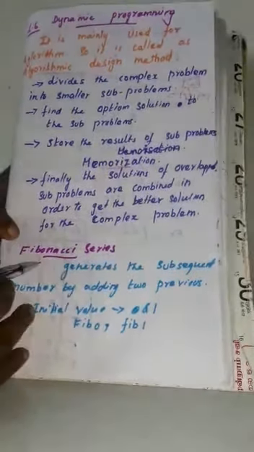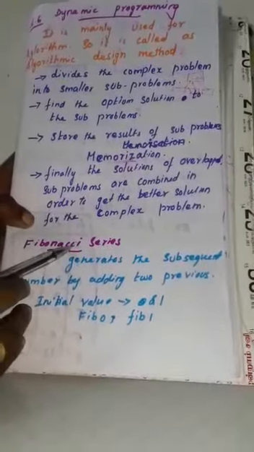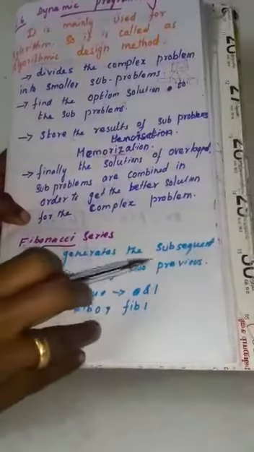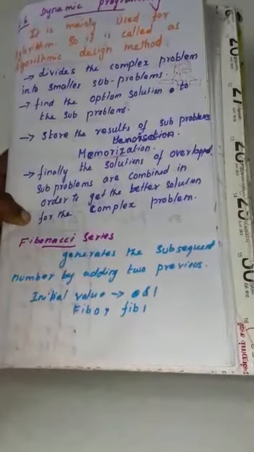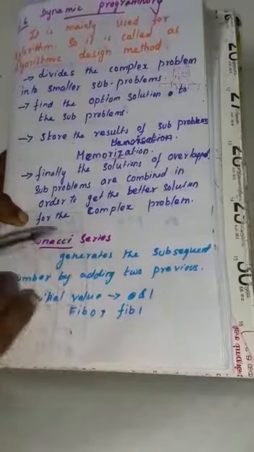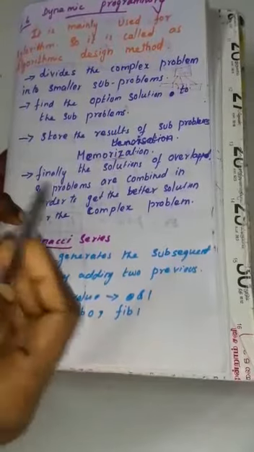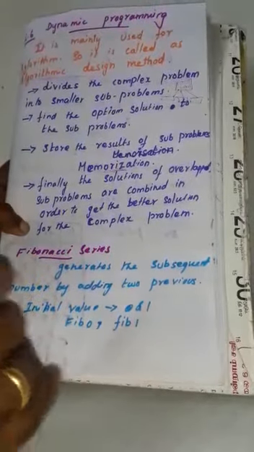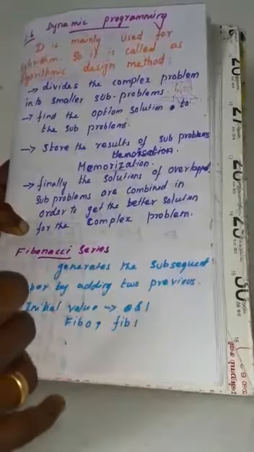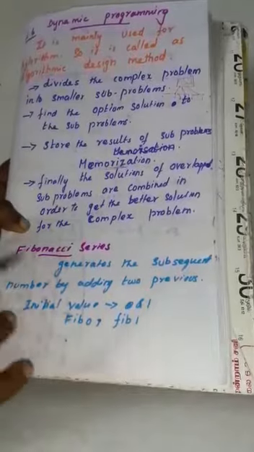One example: the Fibonacci series can be used in dynamic programming. What is the Fibonacci series? It generates the subsequent number by adding the two previous numbers. Subsequent number means arranging values one by one, adding the two previous numbers, which is known as the Fibonacci series.